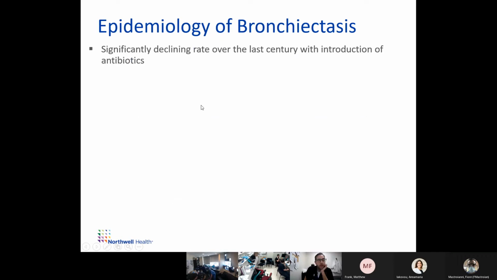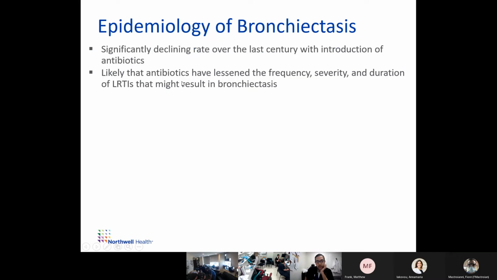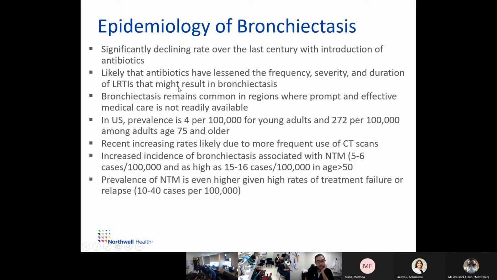So, just to talk about the epidemiology, I'll do this very quickly because I want to focus on the predisposing conditions. But we've definitely seen a decline after antibiotics were introduced. And it's likely that antibiotics have decreased the frequency, severity, and duration of lower respiratory tract infections that might result in bronchiectasis. Although recently we have seen increased rates of non-tuberculous mycobacteria. And because we're using CTs more frequently, we are seeing recently an increased rate of detecting bronchiectasis.